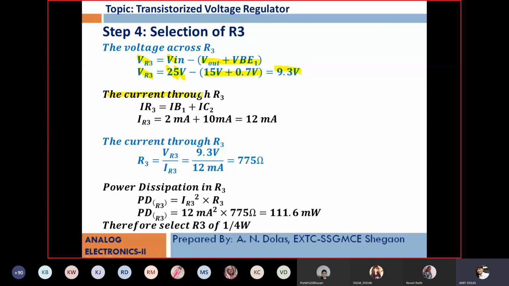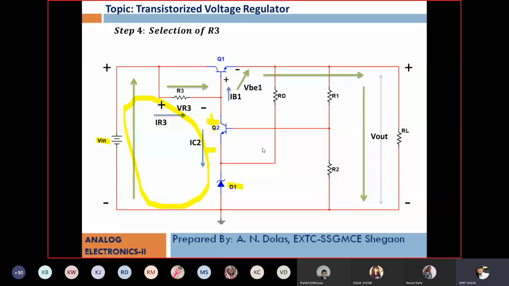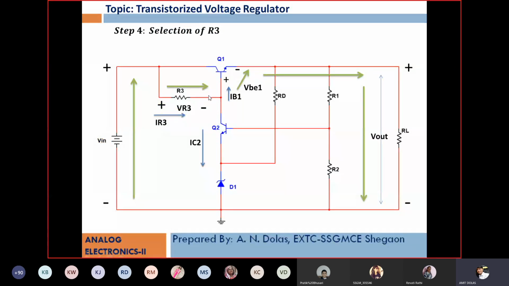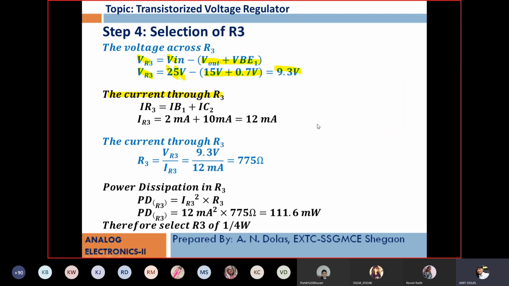The current through R3, which current is going? There are two currents. The current which is passing through R3 is divided into two ways. One current is going into the base of the first transistor, and one current is going into the collector of the second transistor. Both the currents are known to you, already calculated in earlier steps.